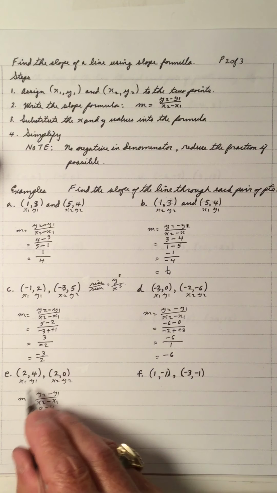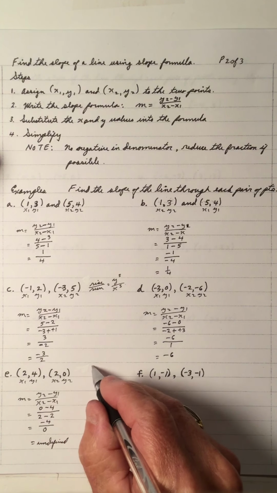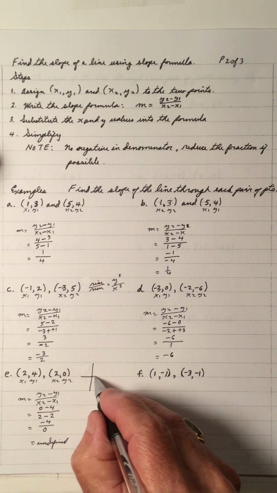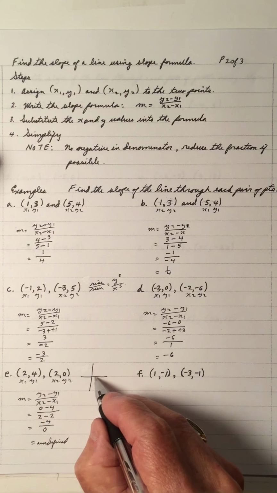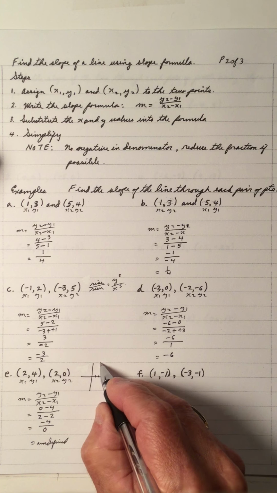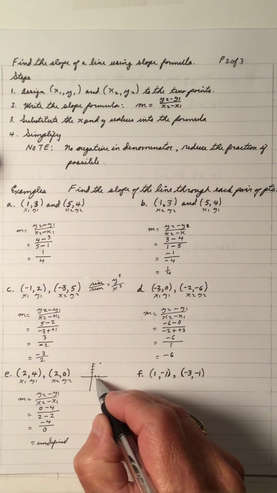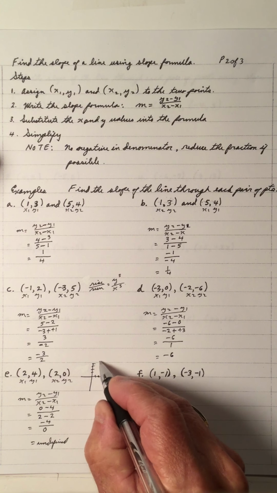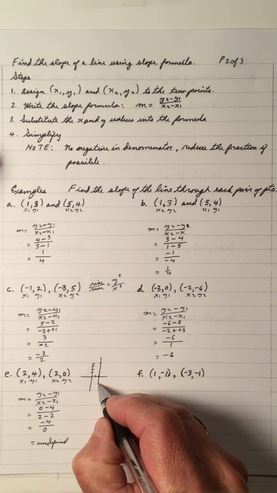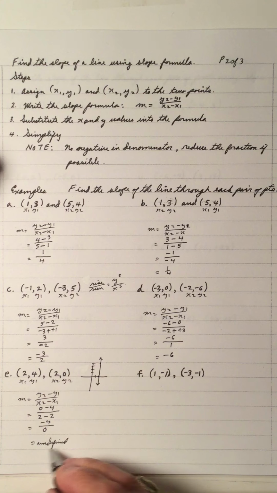Division by 0 is undefined. That means that if you look at it just in terms of a graph, now I'm going very quickly, 2, 4 is right there, and 2, 0 is there. Guess what? That's a vertical line. The vertical line has an undefined slope.